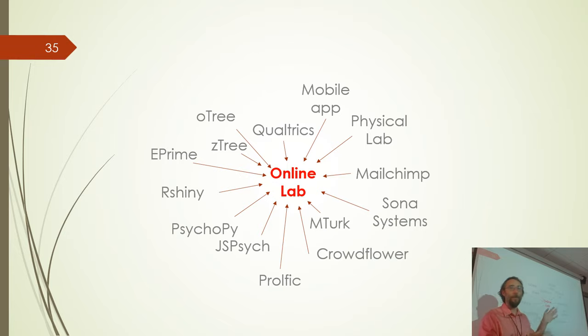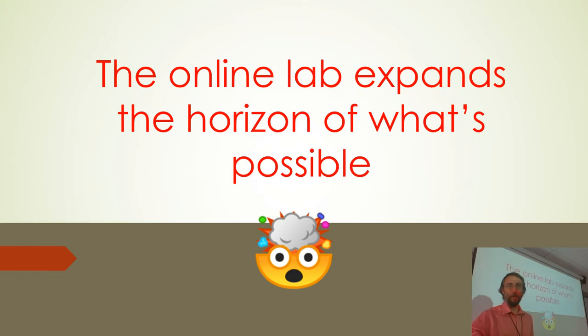Otherwise the online lab can cover you for all of these different use cases. And it all integrates into one space, as opposed to trying to align your Qualtrics data with your E-Prime data, or your E-Prime data with your Mechanical Turk data. Keep it all in one place. So the online lab expands the horizon of what's possible for social and behavioral research.